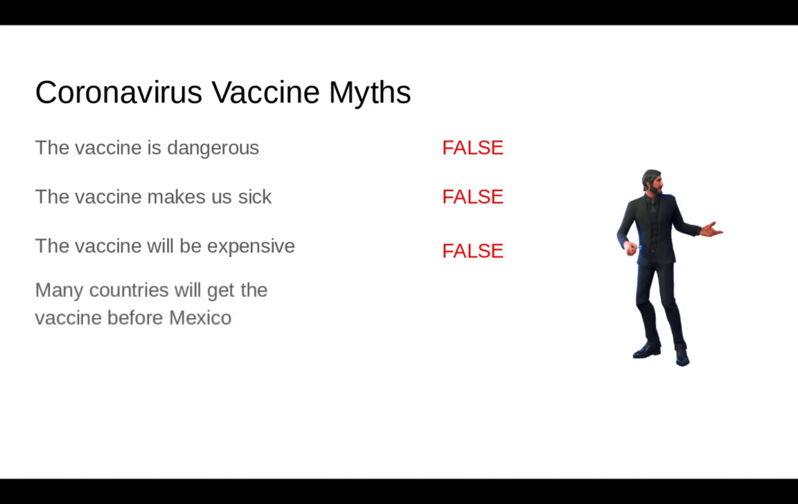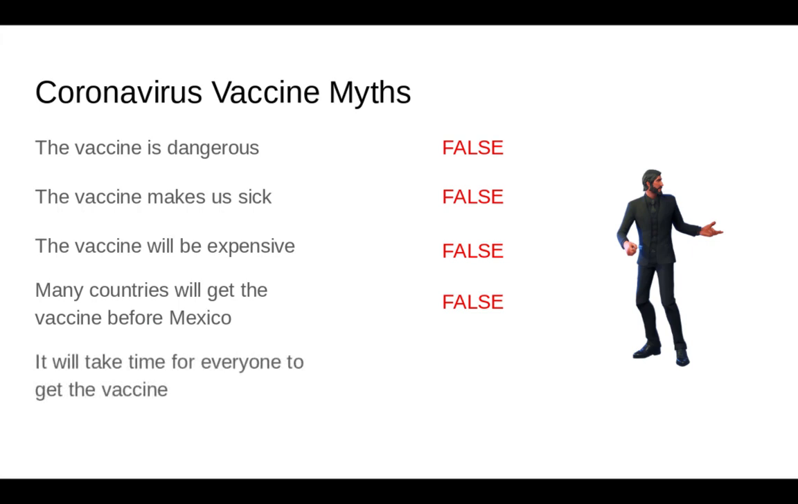Many countries will get the vaccine before Mexico. False. Mexico is in a committee with 167 countries where they will all share the vaccine at the same time. Mexico has already ordered doses of the vaccine from AstraZeneca. So as soon as the vaccine is available for other countries, it will also be available in Mexico.